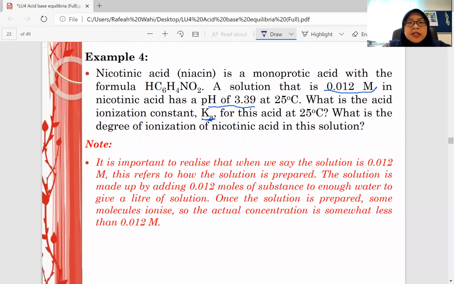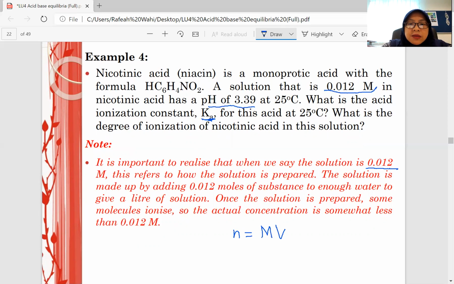Now, it is important for us to realize that when we say the solution is 0.012 molar, this refers to how the solution is prepared. What is the meaning of 0.012 molar? It simply means that if we relate it to the equation n equals MV, 0.012 molar means we have 0.012 moles in enough water to give 1 liter of solution.